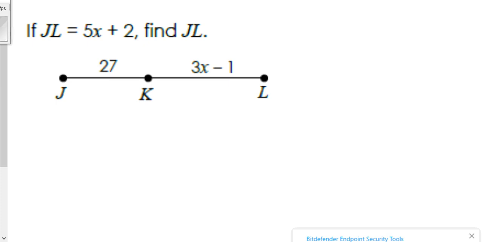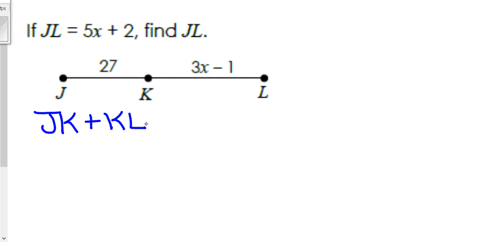For example 3. Example 3 says if JL equals 5x plus 2, find JL. So again, we're using segment addition postulate. I'm going to write down our equation first. Always get in the habit of writing that down first. So we're going to say JK, first part of the segment, plus KL, second part of the segment, equals the entire segment JL.